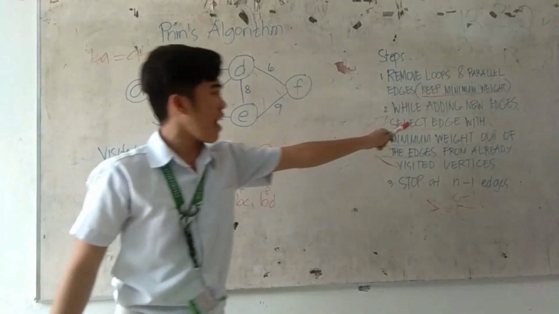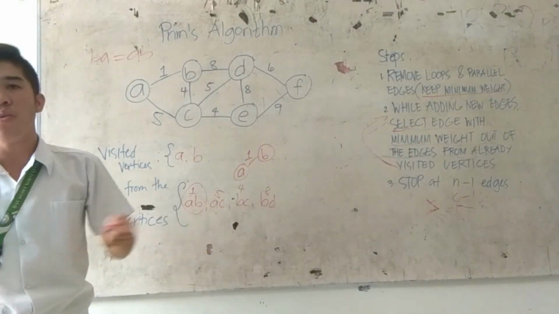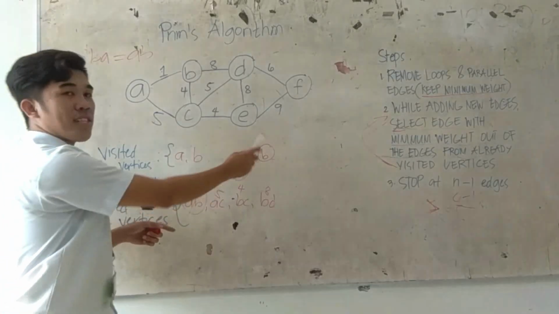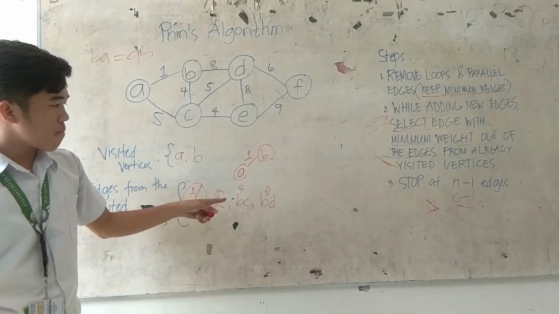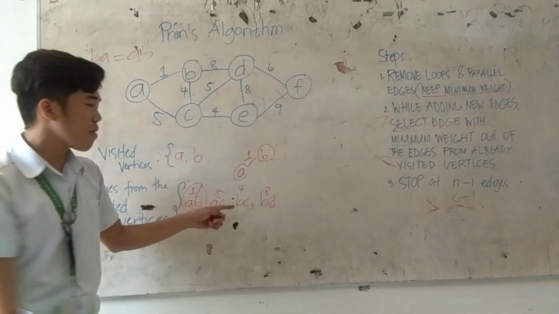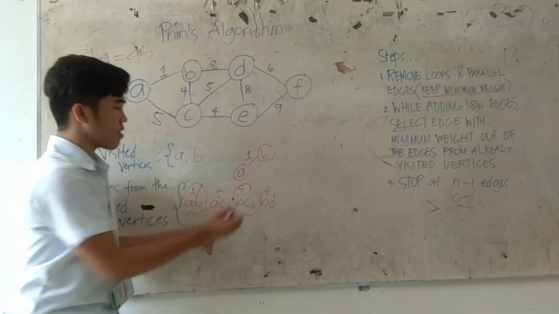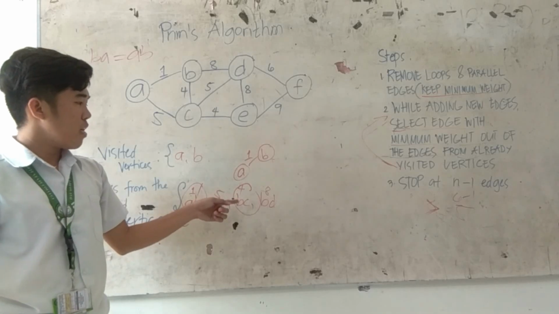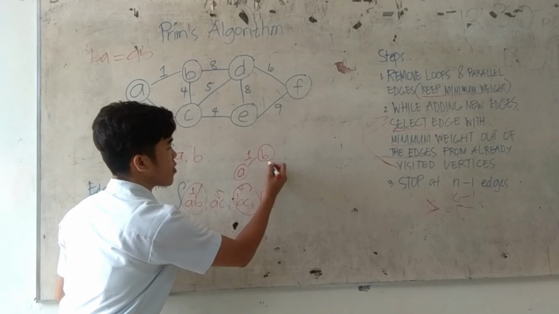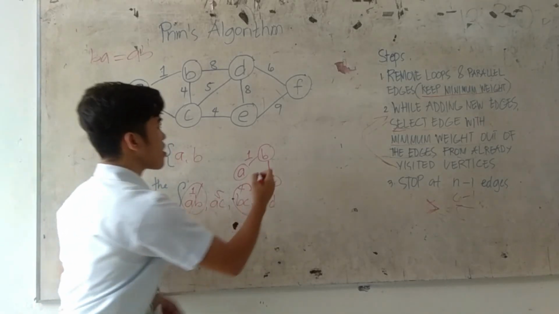After which, let's select the edge with minimum weight out of the edges from already visited vertices. AB is not included because it is already in the spanning tree. So the choices now are AC, BC, and BD. The minimum weight there is BC since it has the cost of 4. Since BC is the minimum weight, let's write it here in our spanning tree, and the cost is 4.